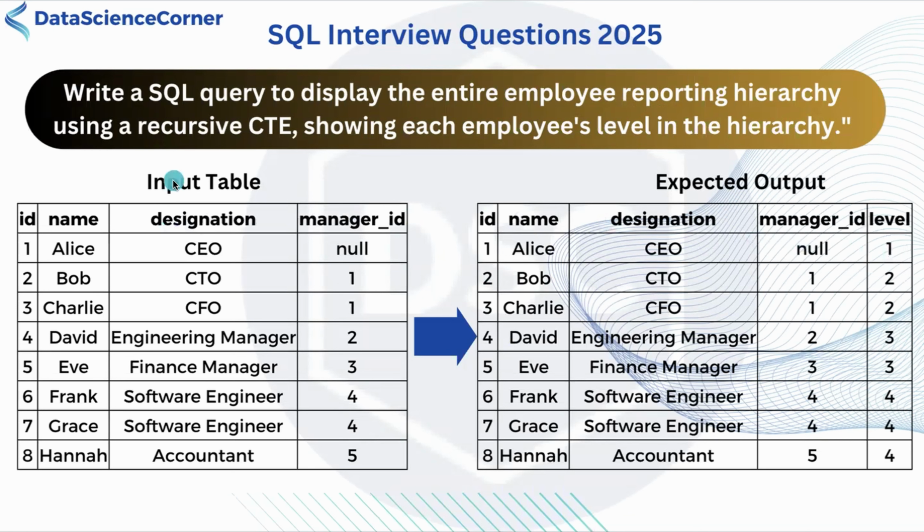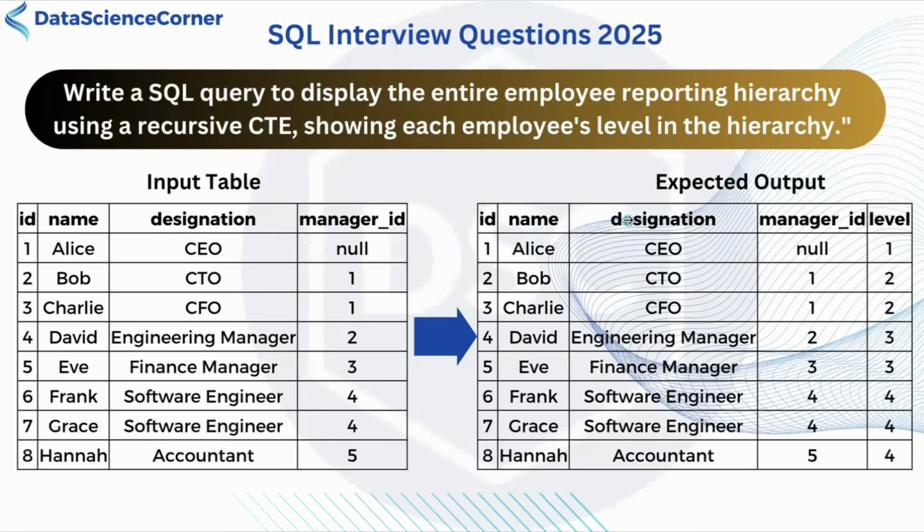So we have been given an input table. We have ID, name, designation, and manager ID. Now, wherever the manager ID is null, so for Alice, CEO, manager ID is null. It means that Alice is at the highest level 1 in the organization.